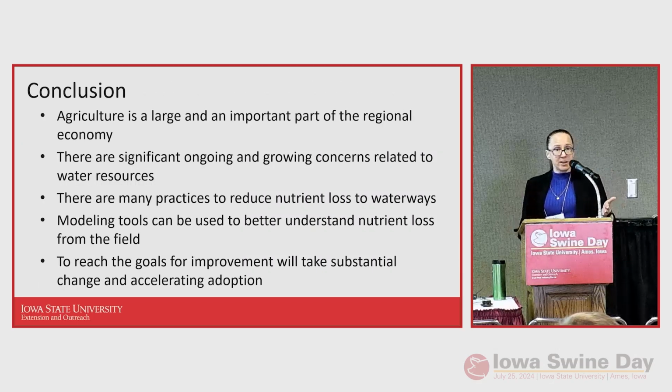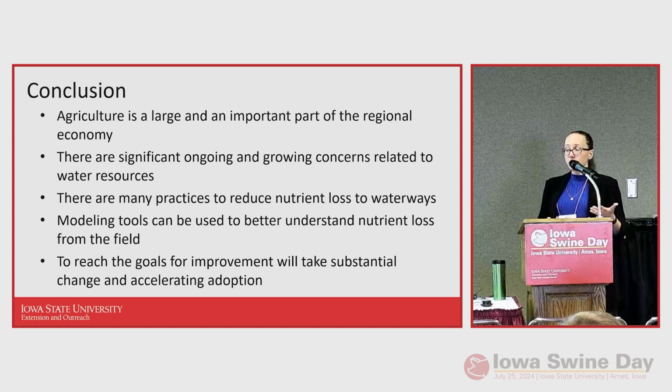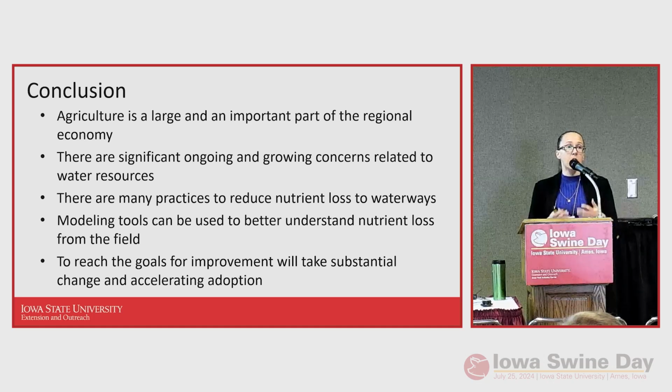So I know this is a lot of information and kind of varied information, but there are a few conclusions that I hope you take away from this. Obviously, agriculture is an important part of the regional economy, but there are significant ongoing and growing concerns about the nitrogen and phosphorus that's being lost from these systems. They're causing problems not just in the Gulf of Mexico, but also in the state of Iowa. We have many practices to reduce nutrient loss to waterways that are outlined in the Iowa Nutrient Reduction Strategy. It's just a matter of getting those practices implemented in a timely manner. And we also have many modeling tools that we can use to better understand how nitrogen is being lost from our current farm operations and how implementing a practice could alter those losses.